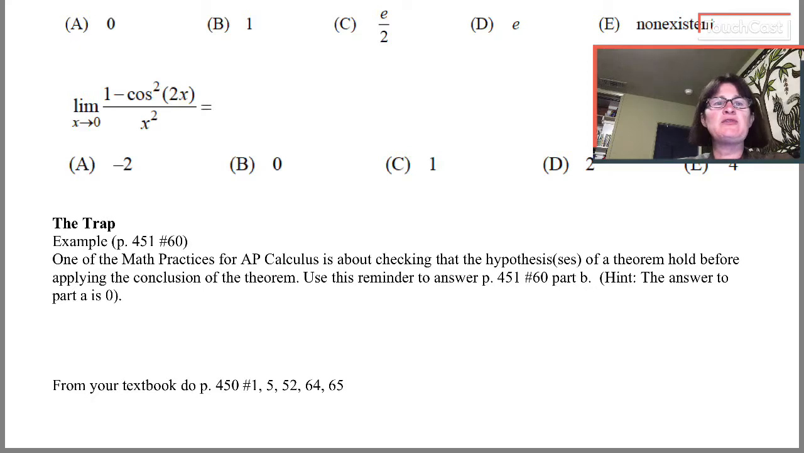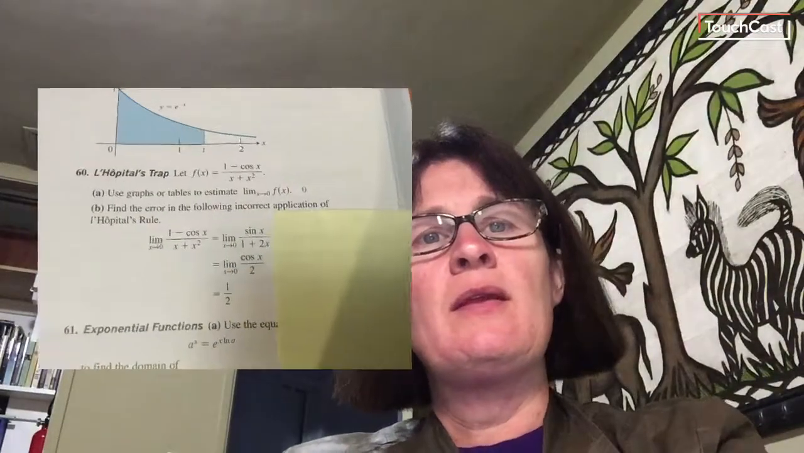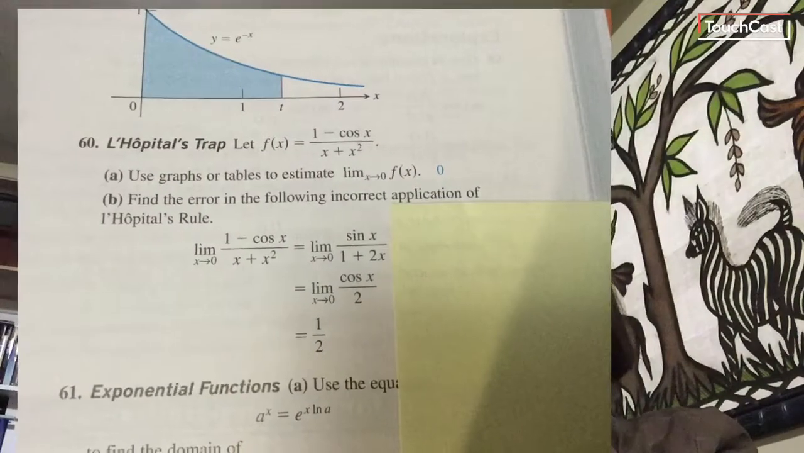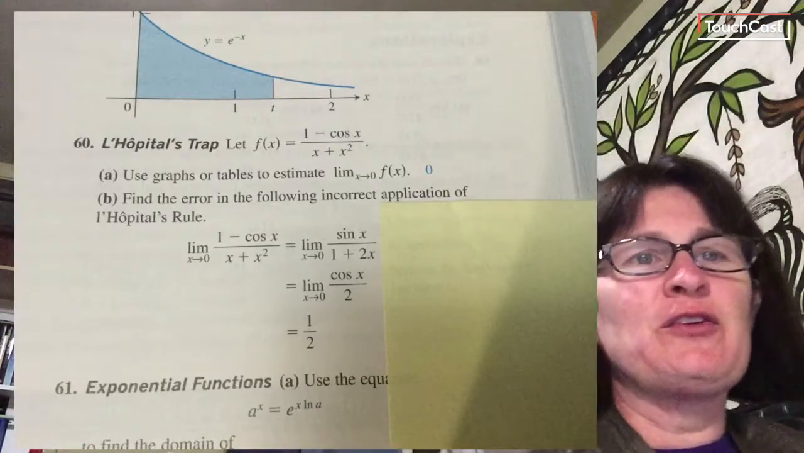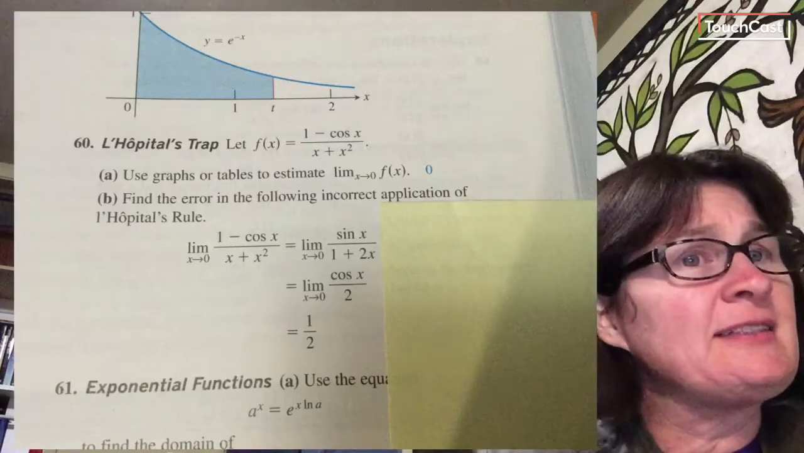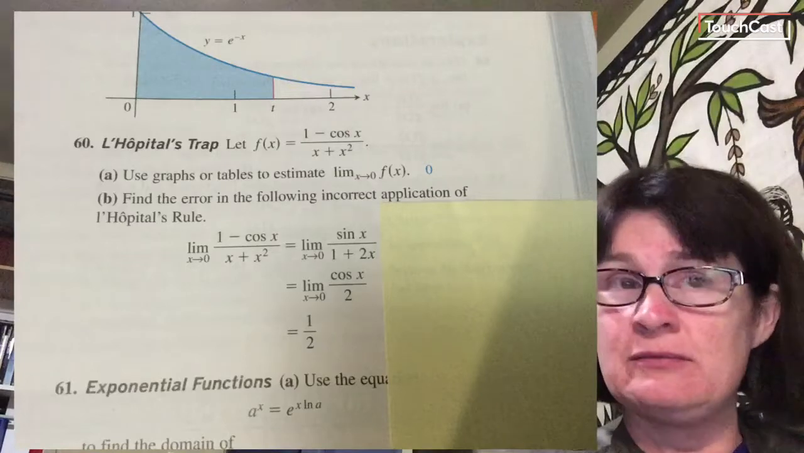So here is a picture of chapter 8. This is page 451, number 60. My request to you is you give me your best answer for letter B. I provided this picture here so that you don't have to actually go dig out your textbook. And you can see this is the teacher's edition. You can tell right away the answer to question A is 0.